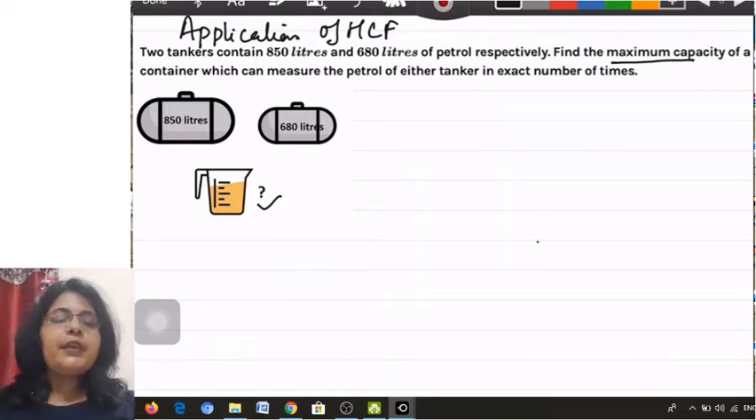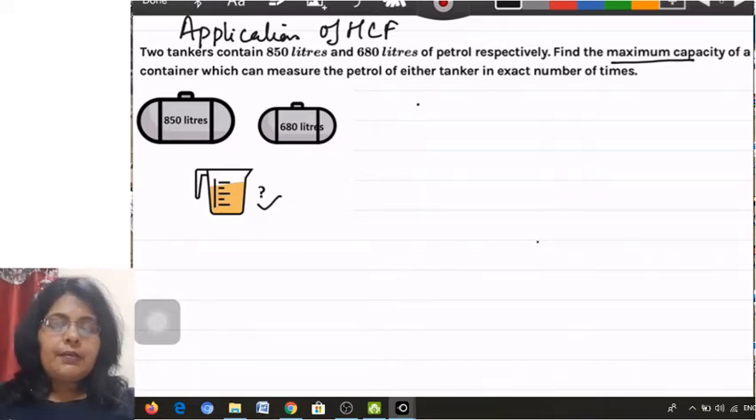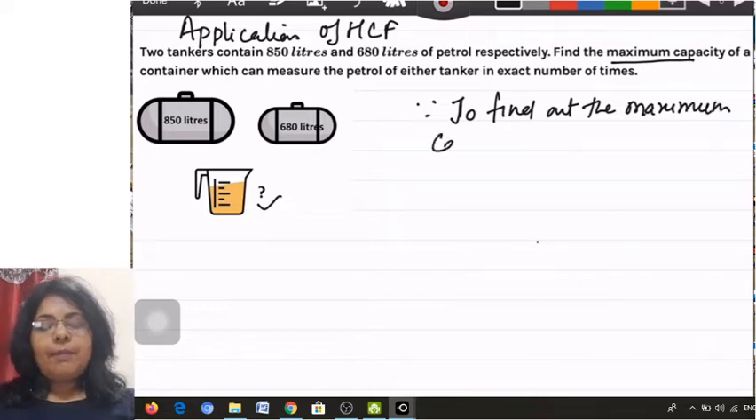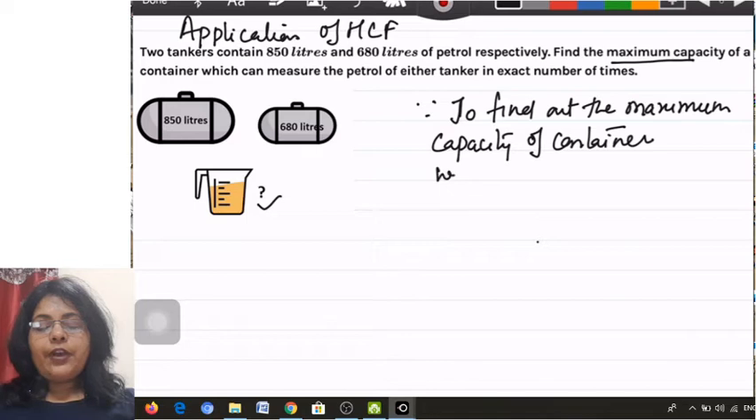So we can write here, since the maximum capacity of a container is asked, to find out the maximum capacity of container, we will find SCF.